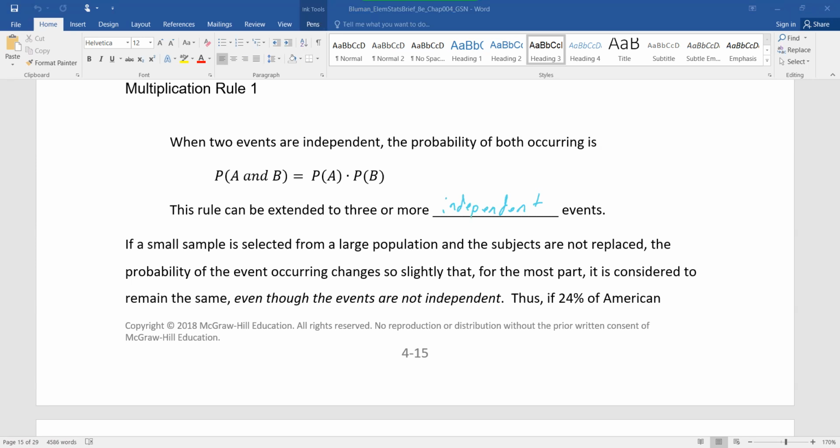Even though the events are not independent, thus if 24% of American consumers prefer a particular brand, then if 2 Americans are selected, even without replacement, the probability that both prefer the stated brand is still going to be the same. So if our sample space is so large and you're looking at the entire country and 24% like Pepsi, and we select 2 random people in this entire country to see if they end up liking Pepsi, we're not replacing that person back into it, but technically we could say that it's also independent because the group is so large.